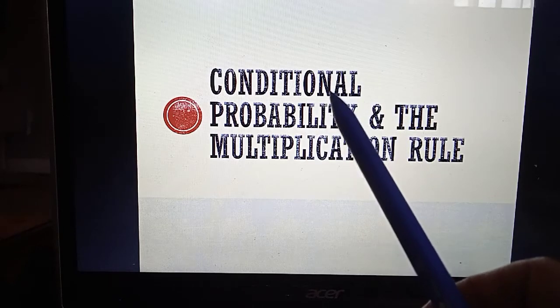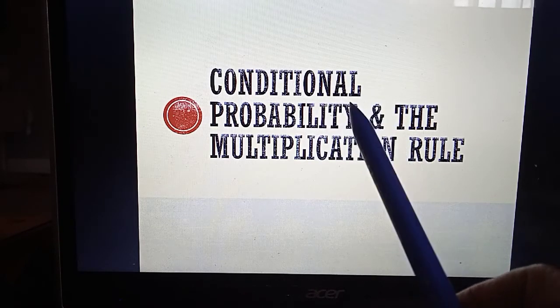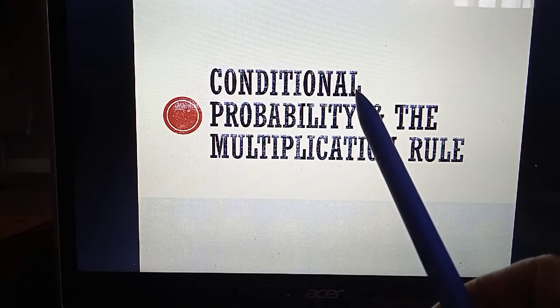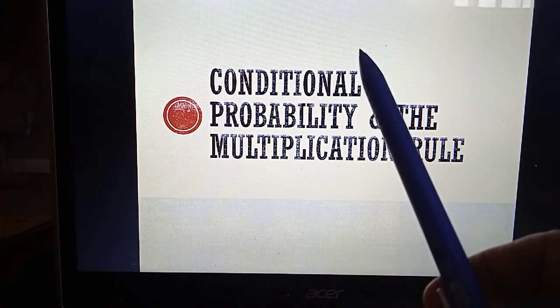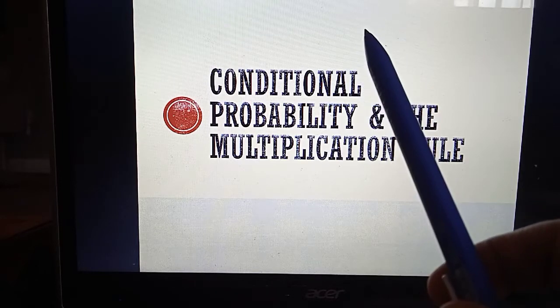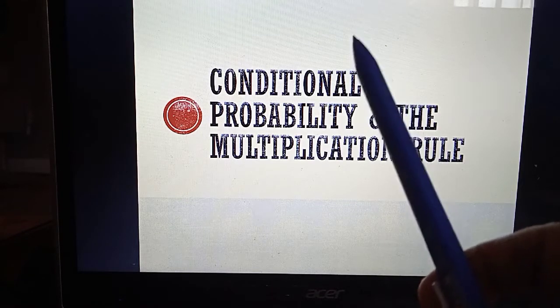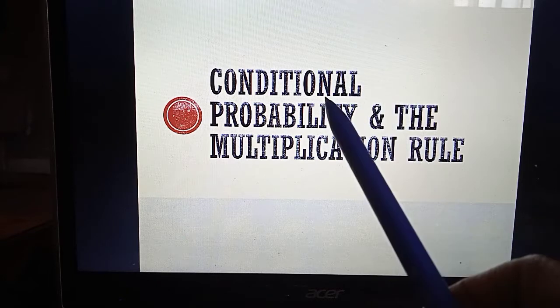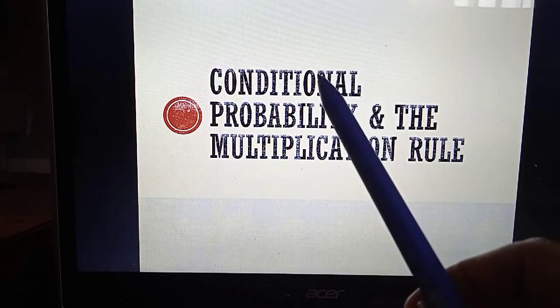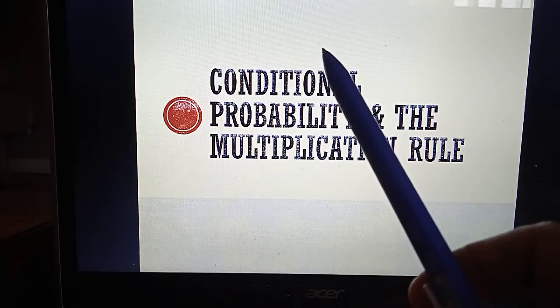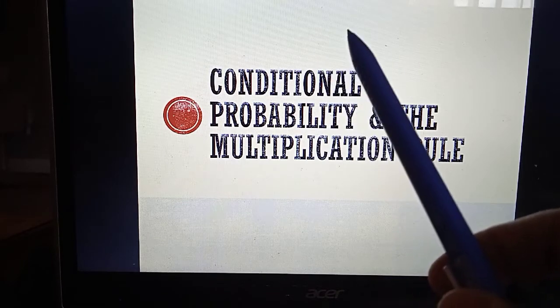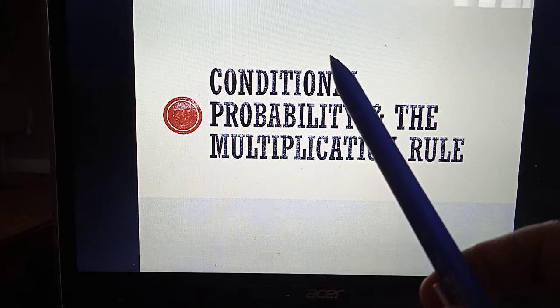Okay, this topic is about conditional probability and the multiplication rule. We have learned earlier about probability. Now, conditional probability means that we want to predict the probability given a certain situation. It is a special case where there must be a preset condition before we predict the probability for a certain event.